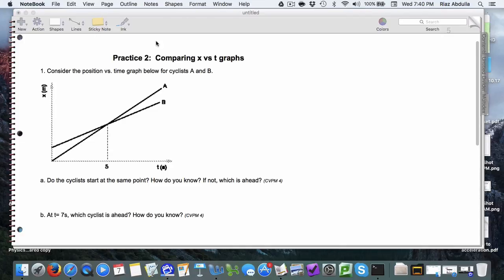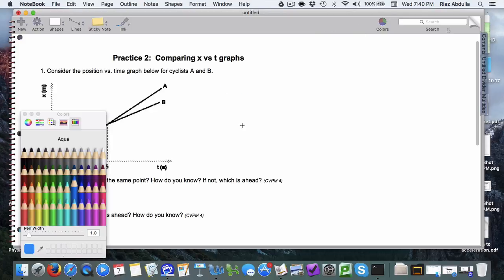So now we have two cyclists, and let's just establish a couple of facts before we even get started. When I look at this graph, I'm going to just use two slightly different colors. I'm going to make B orange, and I'm going to make A purple, just some gross colors. So here we go. So facts.